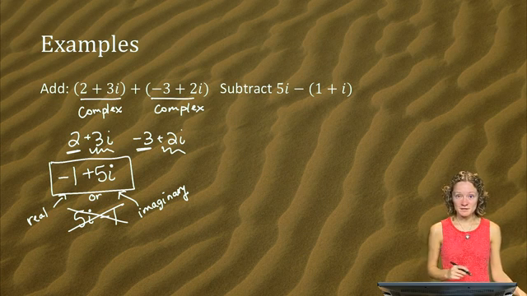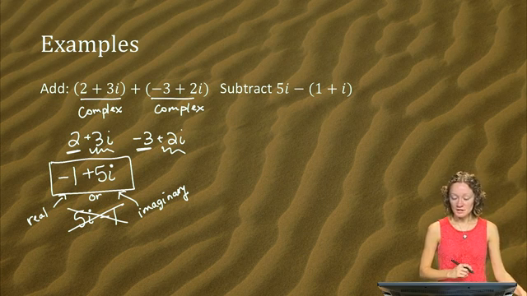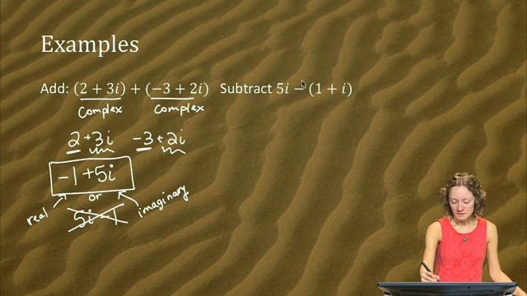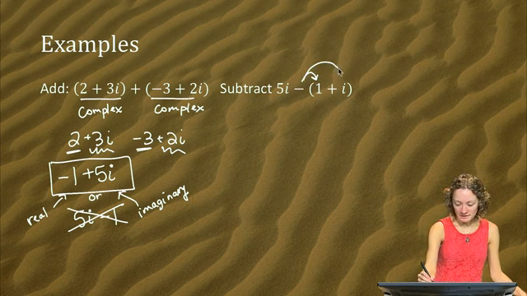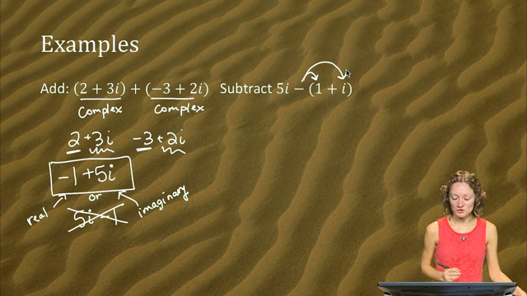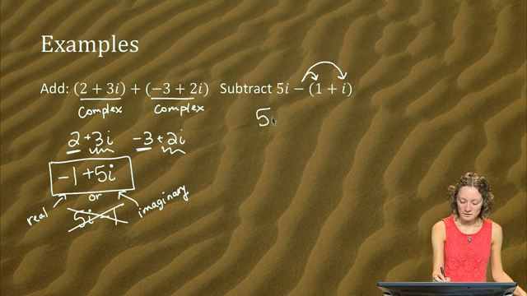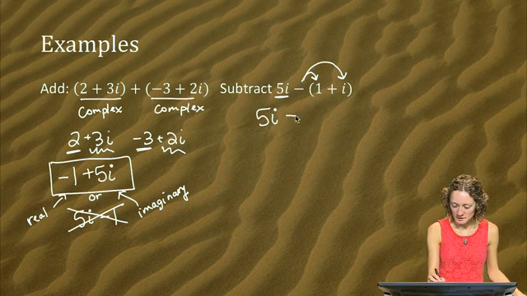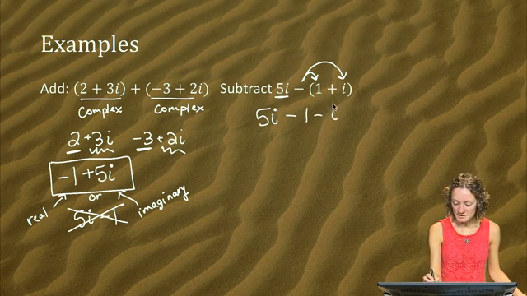Okay, the second one is a subtraction problem. Just like any problem where there's a minus and then a parentheses, it's ultimately going to be combining like terms, but first you have to distribute that negative. So we have the 5i that we started with. This is a complex number. It just doesn't have a real component. Minus 1 minus i.